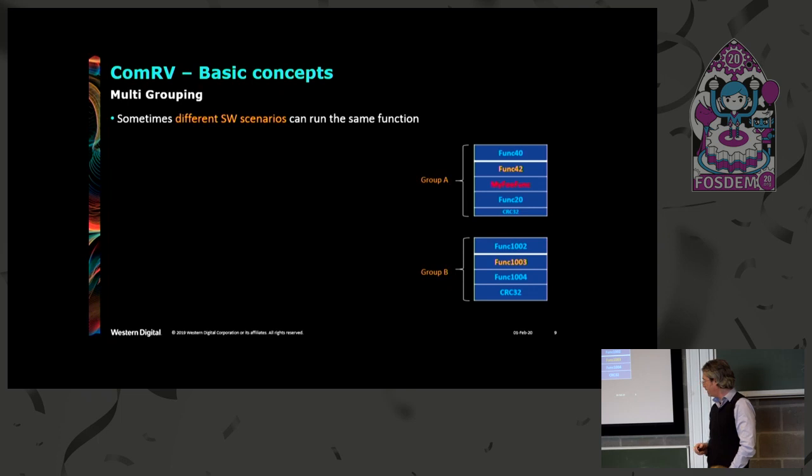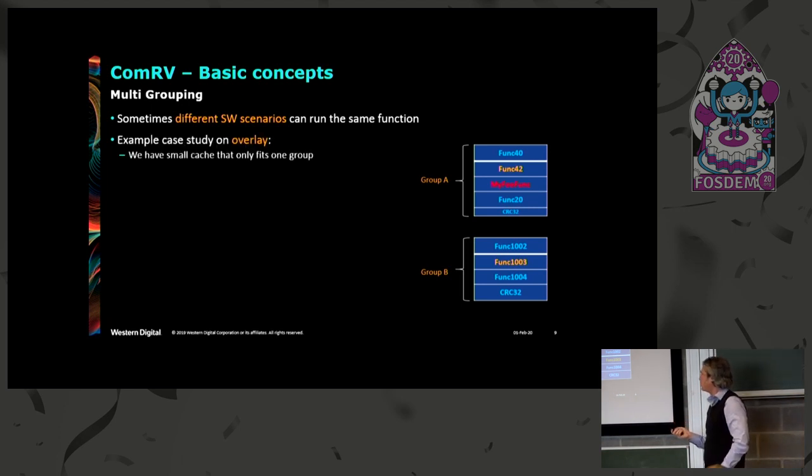Another concept we are calling multi-grouping is very special and unique to this feature. Let's explain it by an example. Sometimes different software scenarios can run the same function. For example, let's assume that the cache area, the heap that we have, is very small. It's just fitting for just one group.